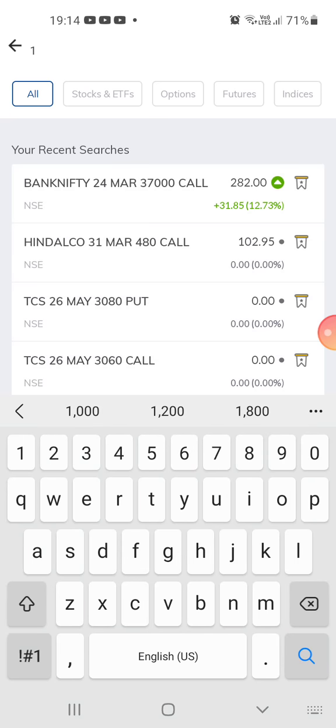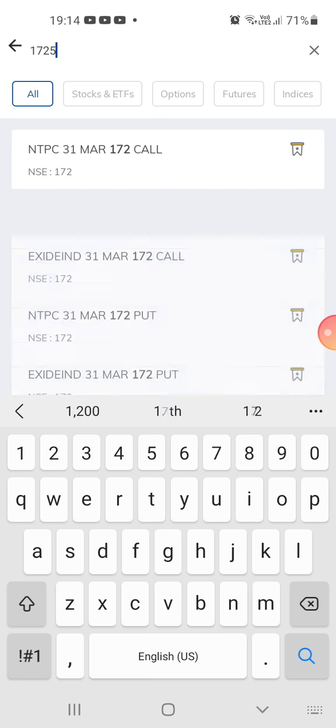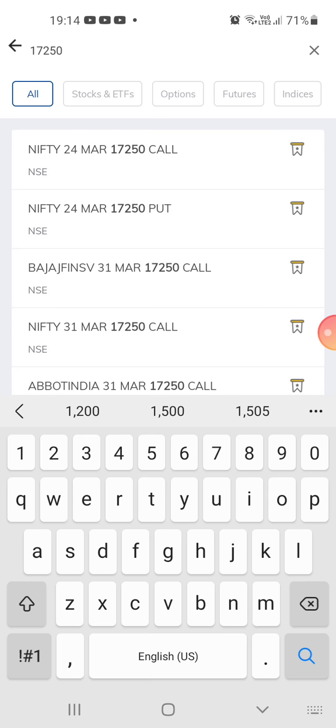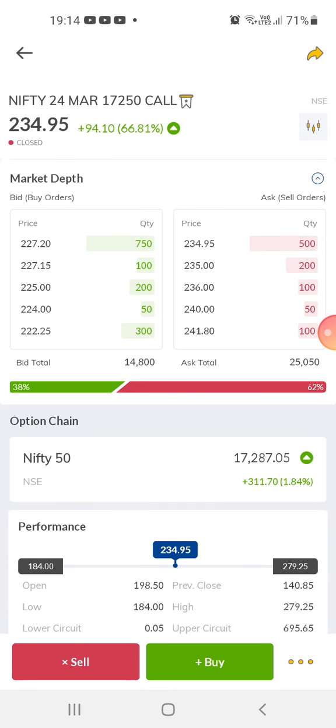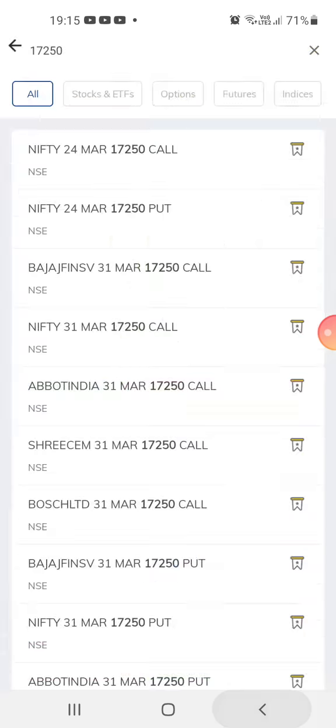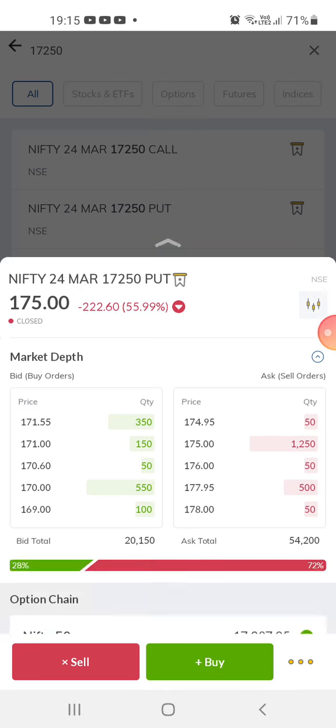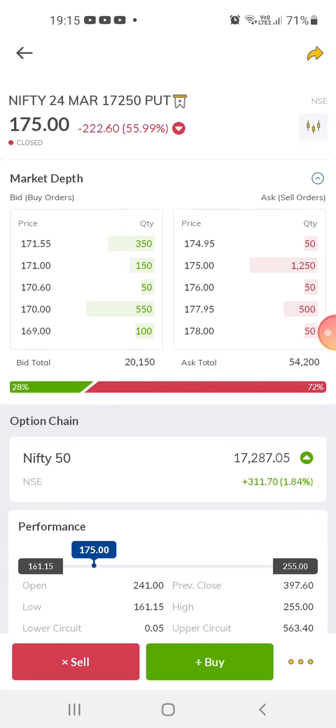17,250, we'll type. This is the call option. We can go from the other way also, but I thought I'll go from this. I'll just type it and show you. So it's about 234, 235. So the call is 235, and the put option is again 175. 175 is the put option.